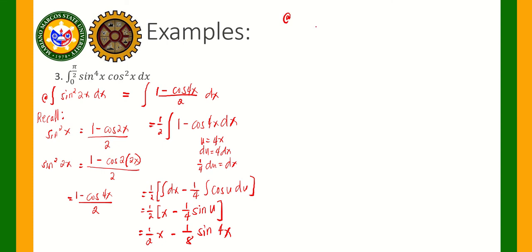So sa second term na tayo, the integral of sine squared 2x cosine 2x dx. So let u be equal to sine 2x. Then our du will be 2 cosine 2x dx. Okay?